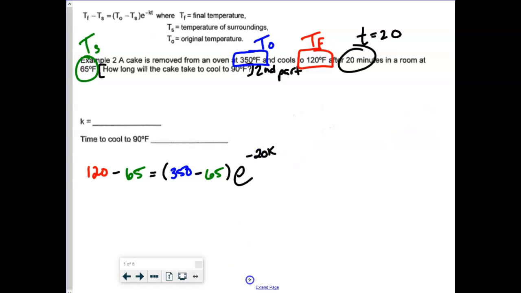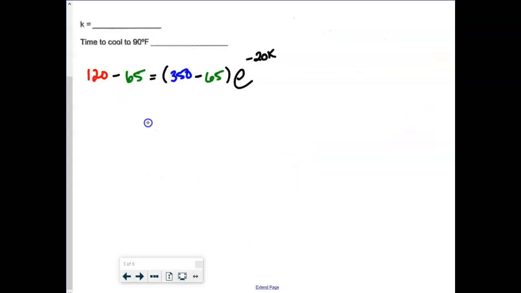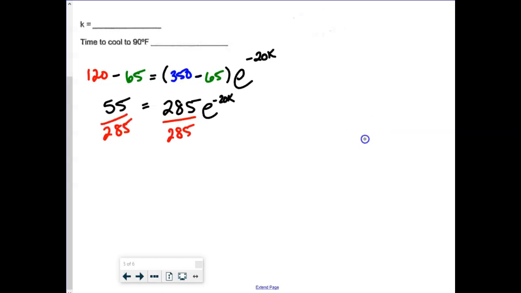All right, a little simplification, and again, these are your notes, so it doesn't help to skip all your steps on your calculator; you've got to write something down. So 120 minus 65 is 55, right? And then this is 285, times e to the negative 20k power. So divide by 285. I'll go ahead and take a decimal from you here just so I don't have to keep writing down the fraction. What's 55 divided by 285?